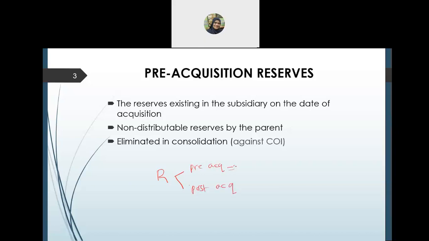For the pre-acquisition reserve, it is a reserve that exists at the acquisition date. The parent is not entitled to this reserve, so it needs to be eliminated, which means you need to cancel it. This reserve exists in the subsidiary on the date of the acquisition. It is not distributable to the parent, meaning the parent is not entitled, so you need to eliminate it in the consideration against COI, the cost of investment.